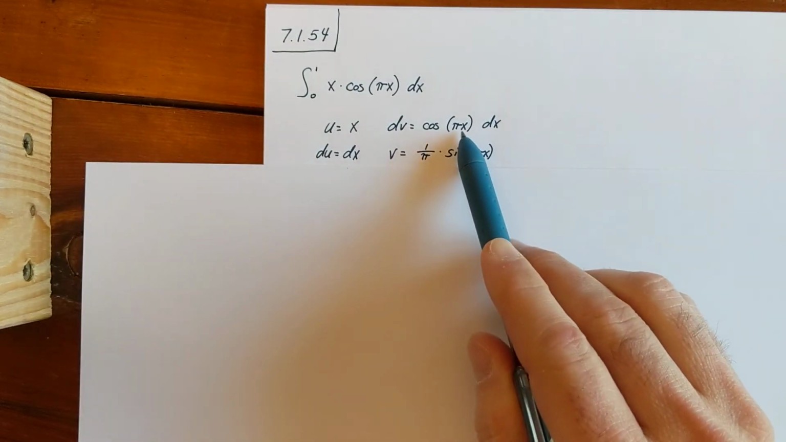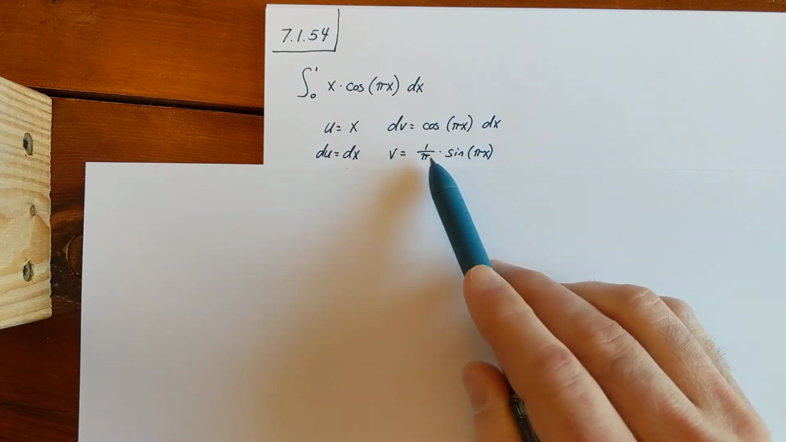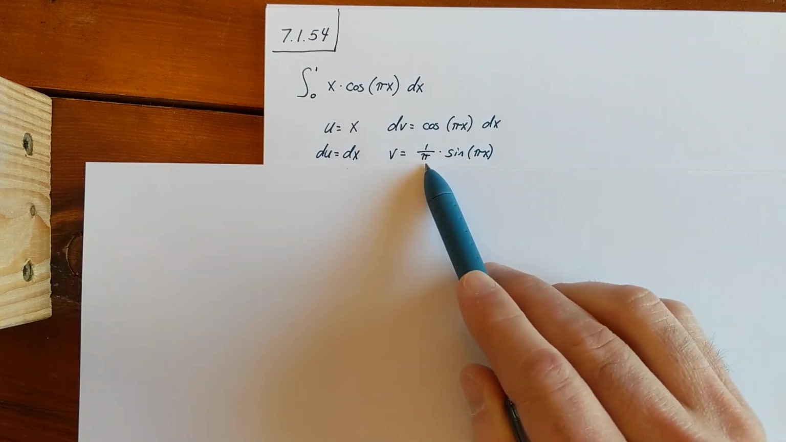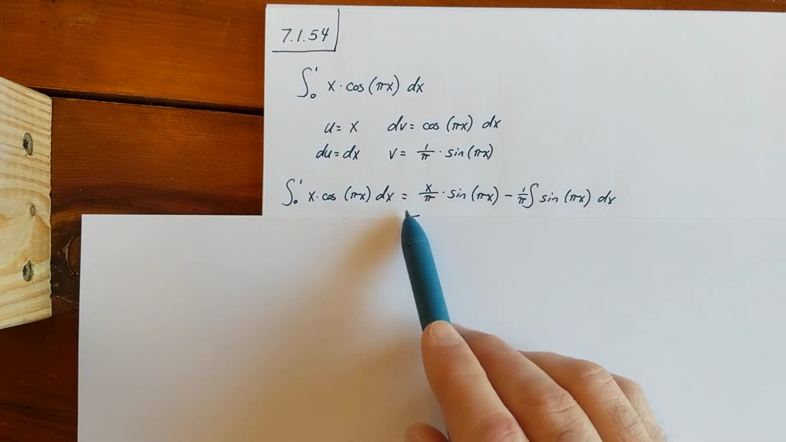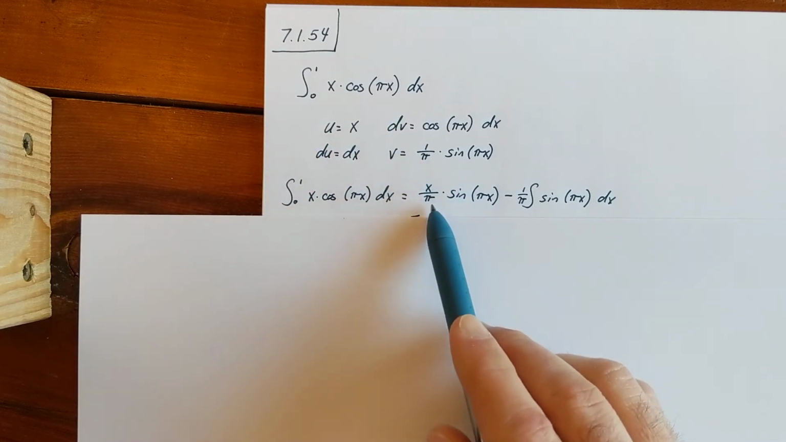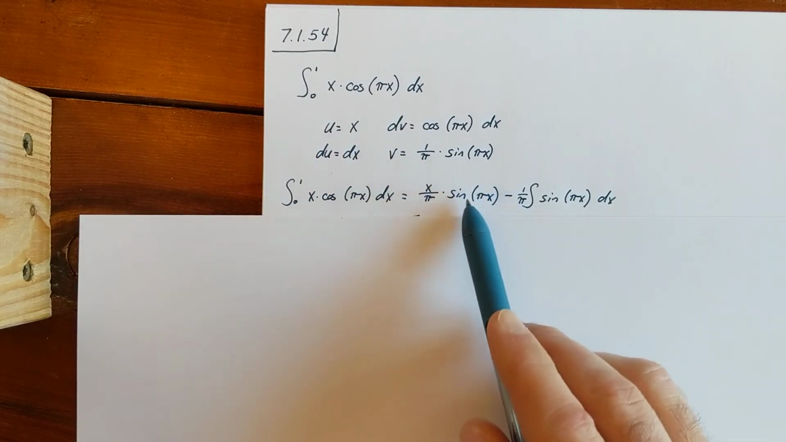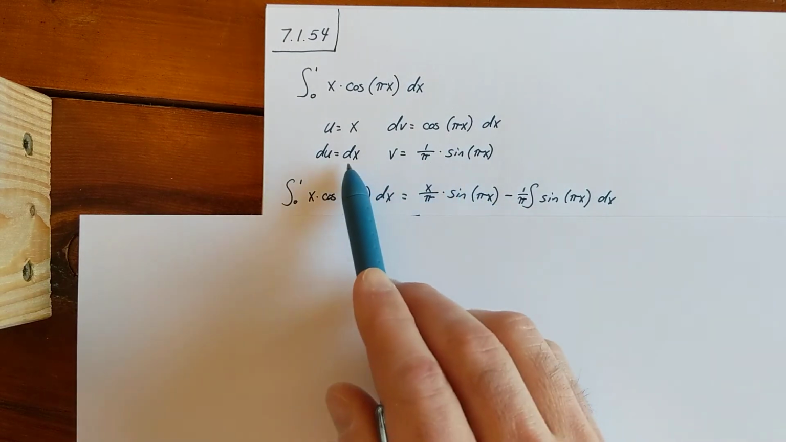Integrating this cosine of pi x over here, the integral of cosine of an angle is sine of the same angle divided by the derivative of that angle, which is just pi. So the original integral then right here is equal to our u times our v. I combined the x and the 1 over pi to make a 1 over pi times the sine of pi x, and then minus the integral of v times du.